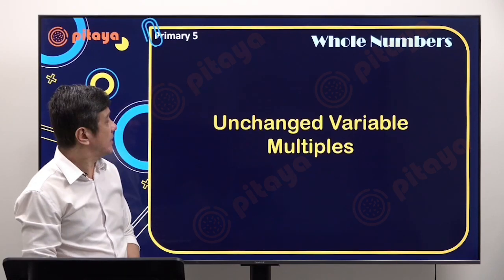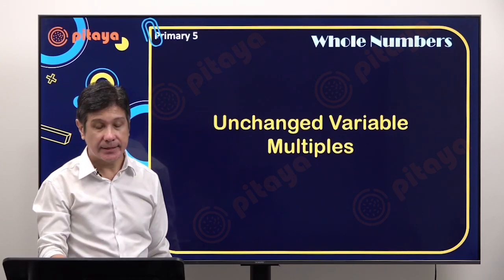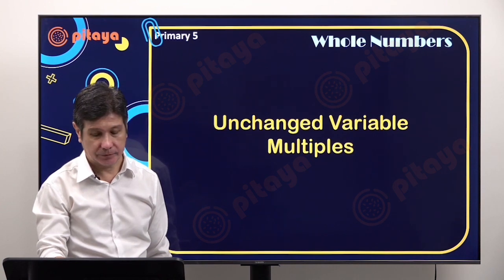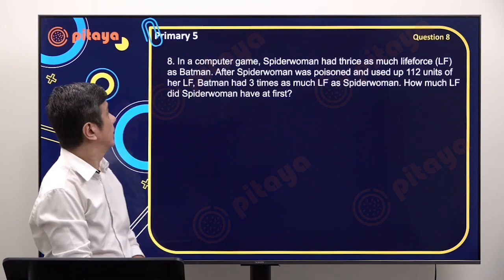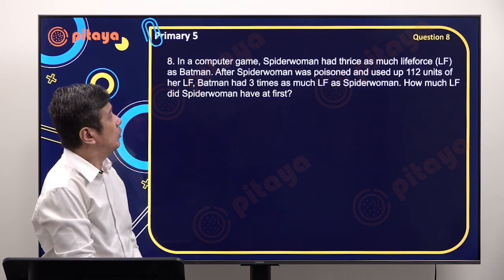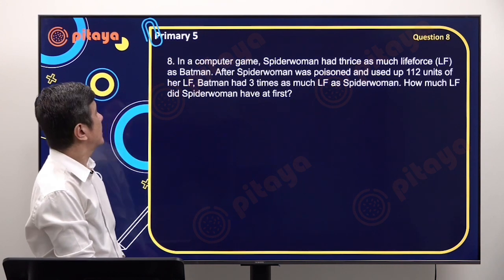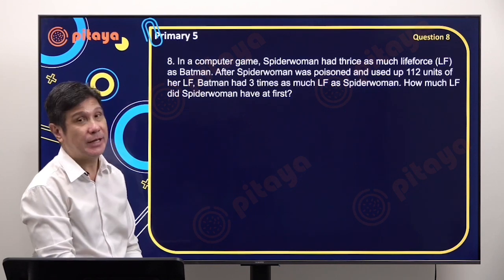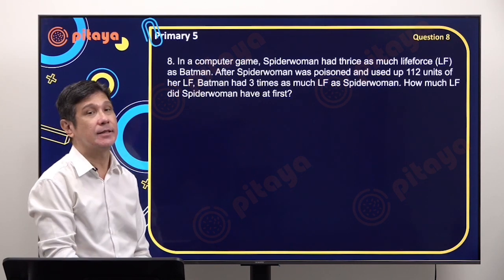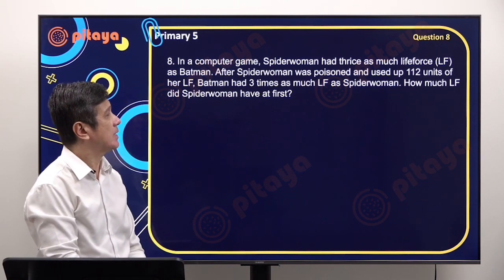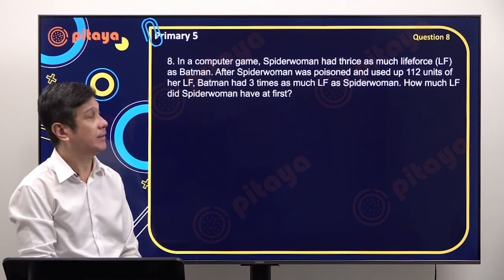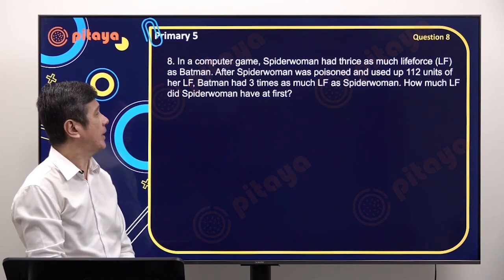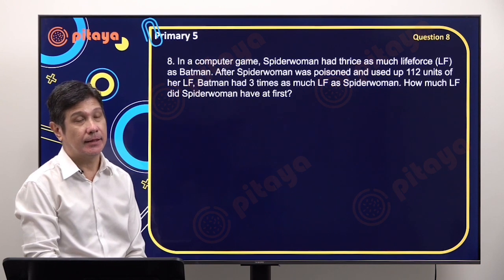Okay, we move on to another concept, unchanged variable. This time we're talking about multiples. Question 8. In a computer game, Spider-Woman had twice as much life force as Batman. After Spider-Woman was poisoned and used up 112 units of her life force, Batman had 3 times as much life force as Spider-Woman. How much life force did Spider-Woman have at first?